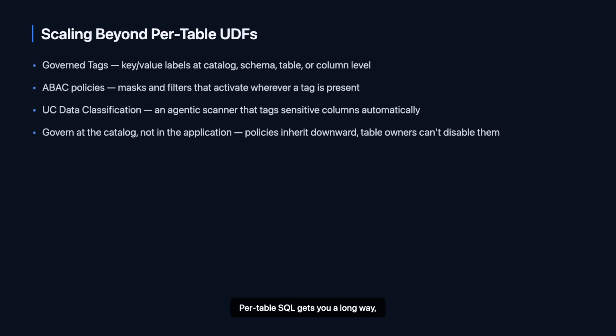Per table SQL gets you a long way, but it doesn't scale to hundreds of tables across dozens of schemas. That's where govern tags and ABAC come in. Govern tags are key value labels you attach at the catalog, schema, table, or column level. Things like PII:SSN or license:publisher X. ABAC policies are the rules that say, wherever this tag appears, apply this mask or this filter automatically. And Unity Catalog Data Classification is the agentic scanner that walks your columns, identifies sensitive content, and applies those tags for you when an engineer forgets.